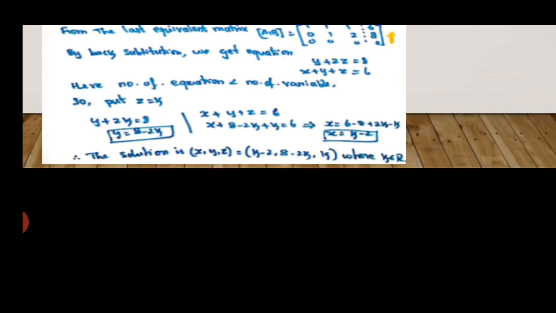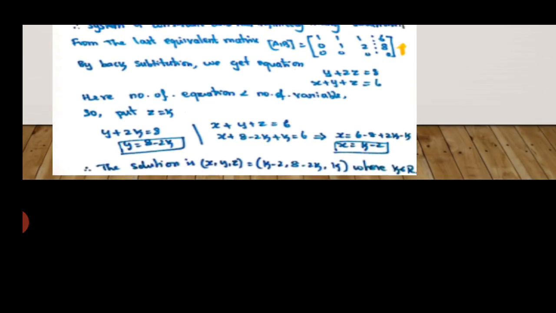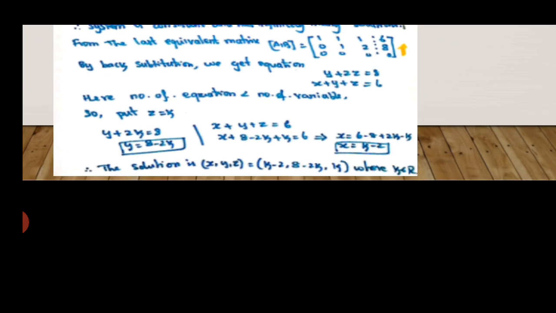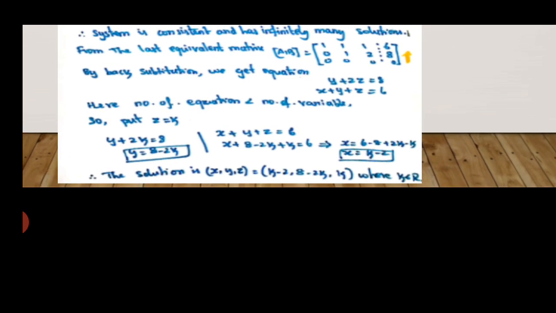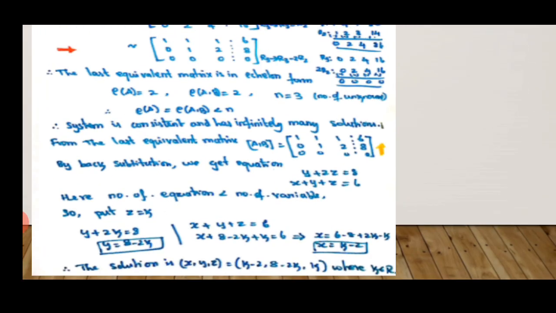Now take the other equation and apply the values. So x plus, for y we substitute 8 minus 2k, and for z we apply k. When you solve this, keeping the x value on one side and the other values on the other side, you get x equal to k minus 2. Therefore the values of x, y and z are obtained. So with this we can write the solution set. The solution is x comma y comma z equals x is k minus 2, y is 8 minus 2k, and z is k. Here also k belongs to R, so you can apply infinitely many values for k, which gives infinitely many solutions.